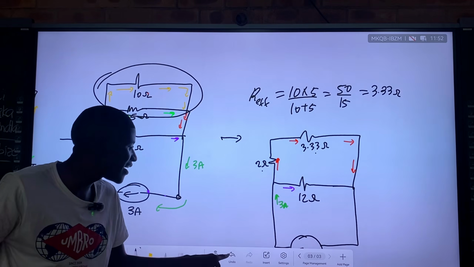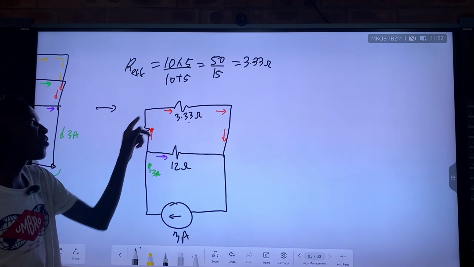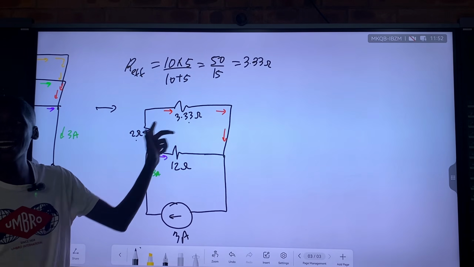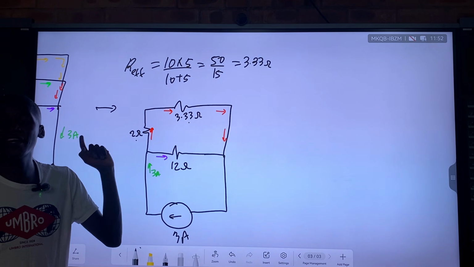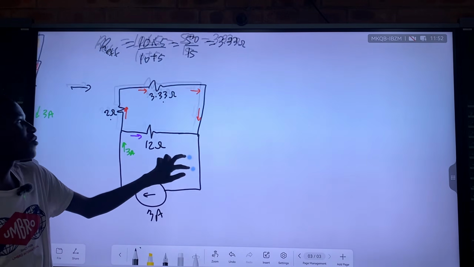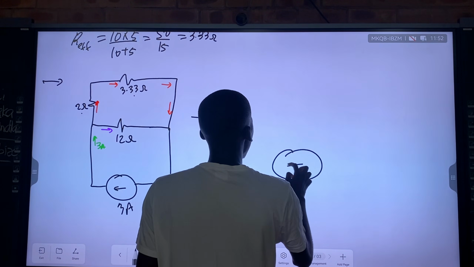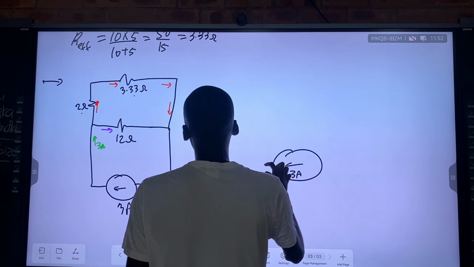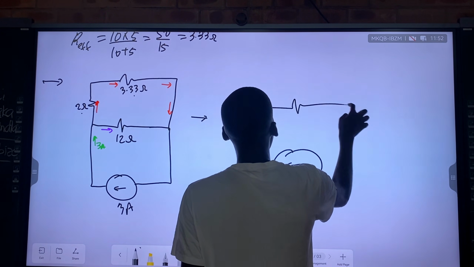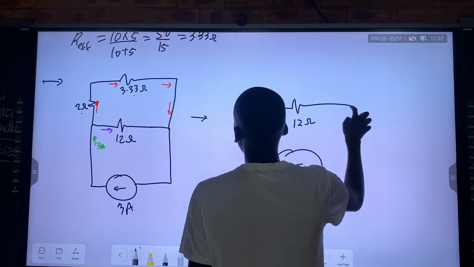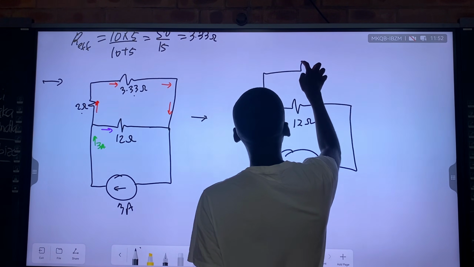So at this point, these two are in series, they are receiving the same current. You can add them up together as well and make one resistor there. And the last simplified circuit that you can have there is going to be a 3 amperes current source there. And here we're going to have 12 ohms. And then here we're going to have 2 plus 3.33, which is going to be what?